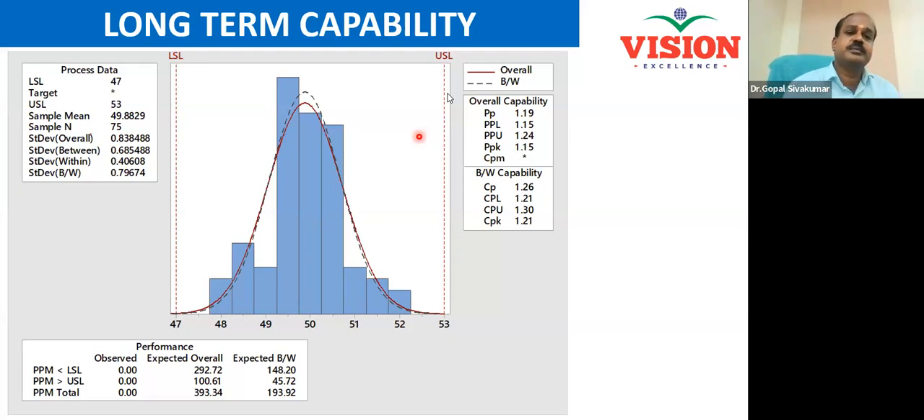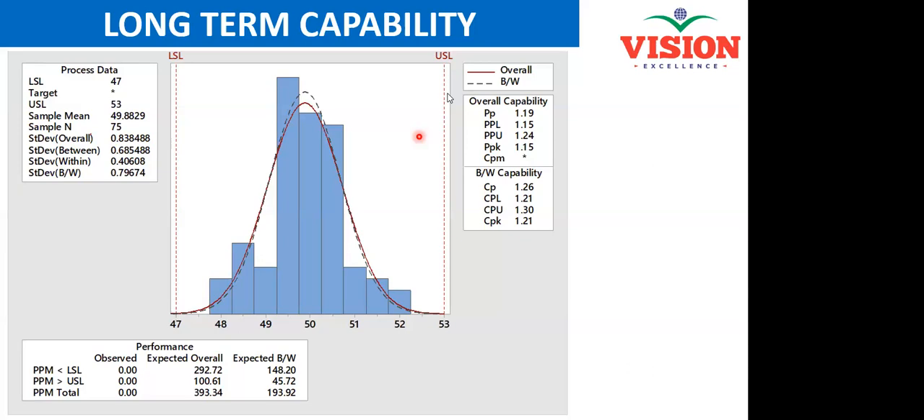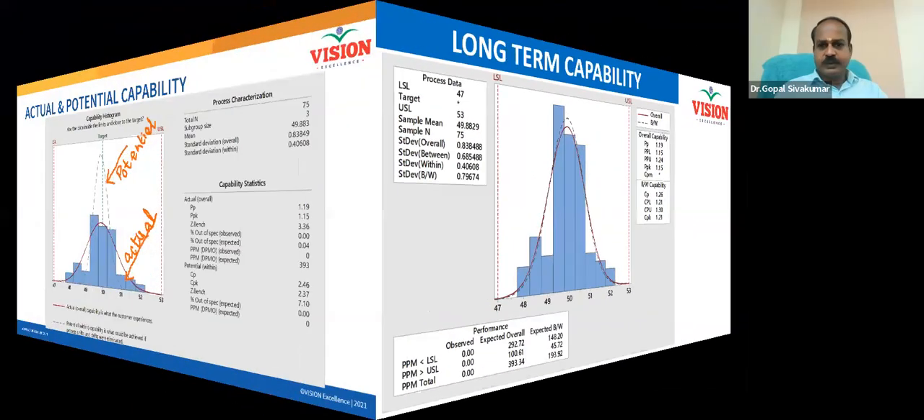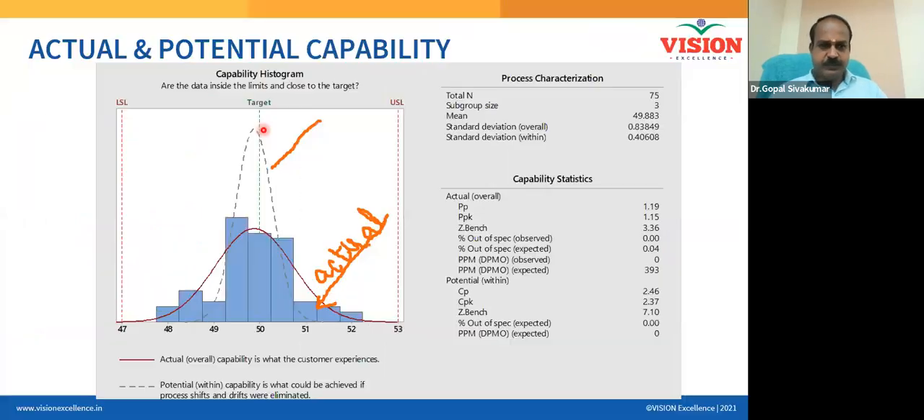Now, suppose I want to understand the between capability. Tell me, is there a way I can understand the between capability? Can somebody talk on this? Within is understood, overall is understood. I want to understand between. Tell me, is there a way to understand between? I calculate two within processes and compare it. Very good.